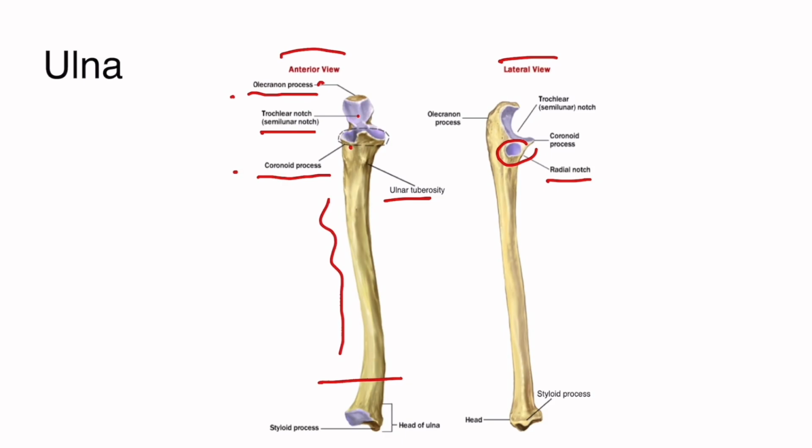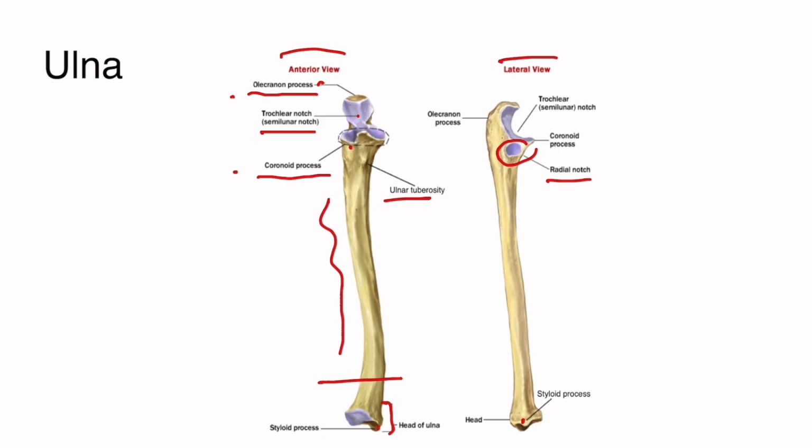The head of ulna is on the distal end, unlike the other bones. A small rounded structure located at the distal end of ulna. It articulates with the ulnar notch of the radius and makes the distal radio-ulnar joint. We have here a styloid process like radius, a pointed bony projection on the medial side of the distal ulna. It provides attachment for the ulnar collateral ligament of the wrist.